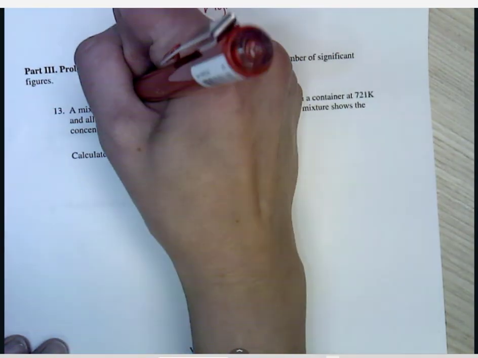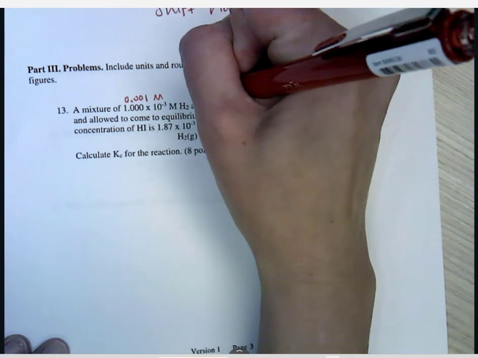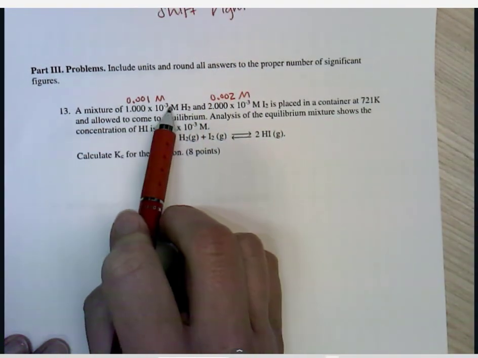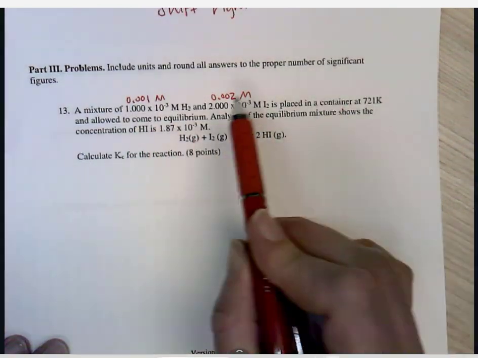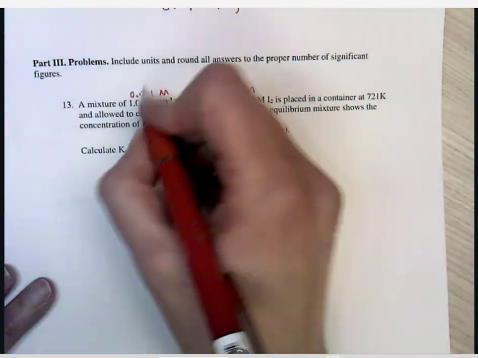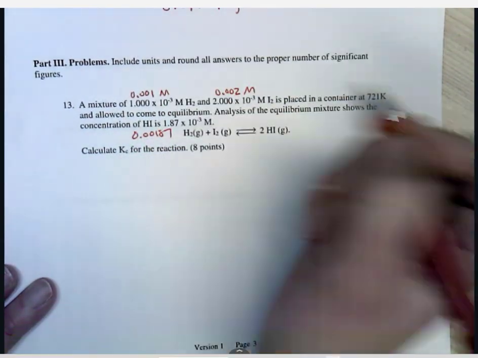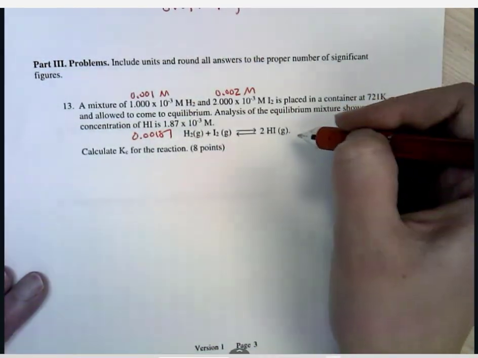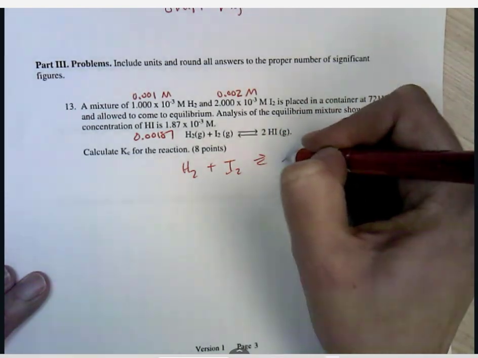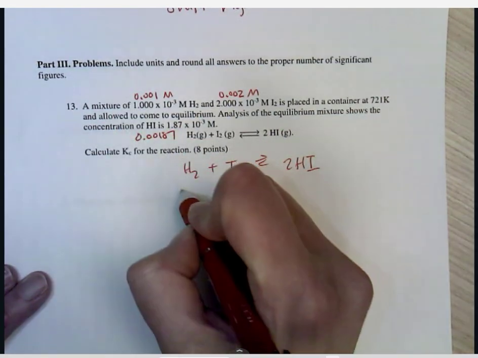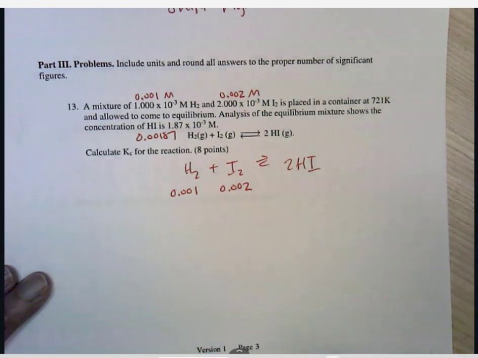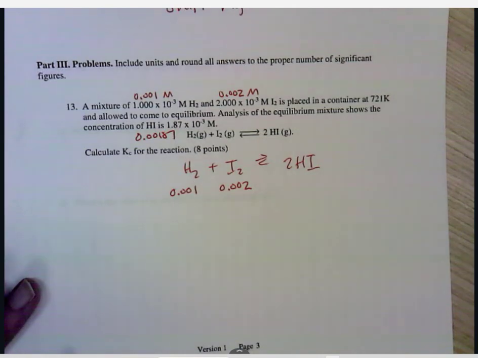I'm going to go ahead and write this longhand just to make it a little easier to see what I'm doing. So this is 1 times 10 to the minus third, so 0.001, and 0.002. I'm just converting those. And then this would be 0.00187. So then my ICE table is H2, I2, 2HI. I'm starting with 0.001 and 0.002. Remember, these are already in molarities, but if they weren't, I would convert them.